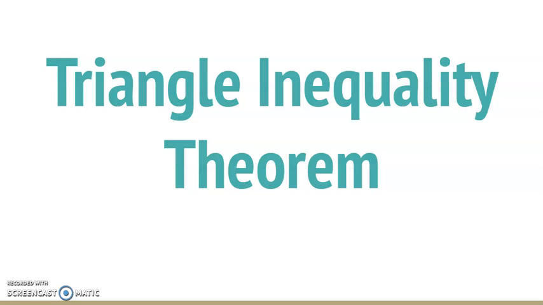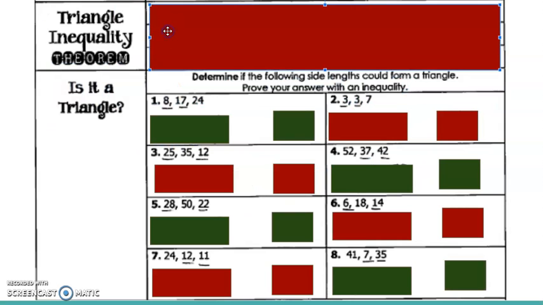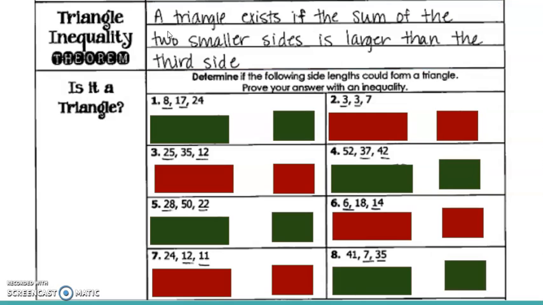So the first part of this unit, we were looking at triangles and just angles within them and things like that. Now we're going to have to actually decide whether something is a triangle and look at some of those side measures. So when we do this, we're using this thing called the triangle inequality theorem. And what the triangle inequality theorem says is that a triangle exists if the sum of the two smaller sides is larger than the third side of a triangle.